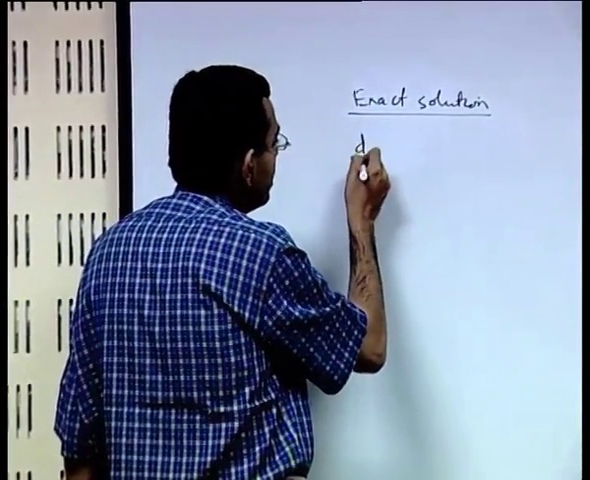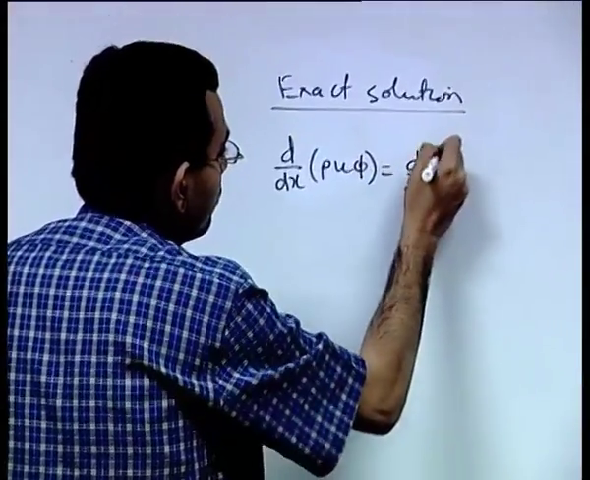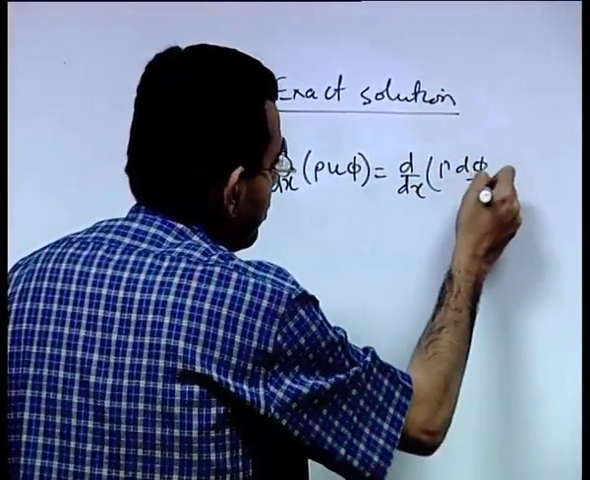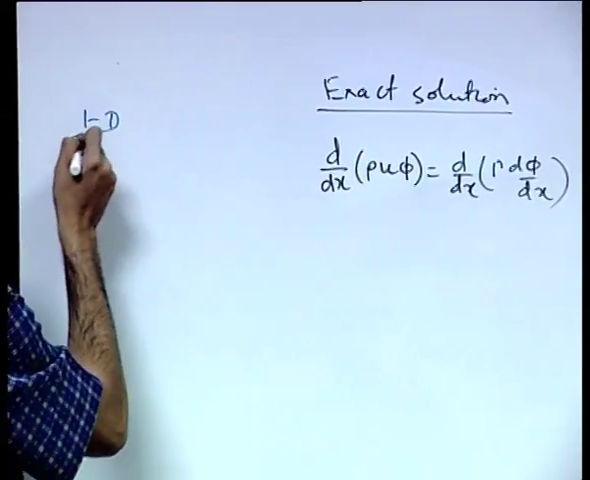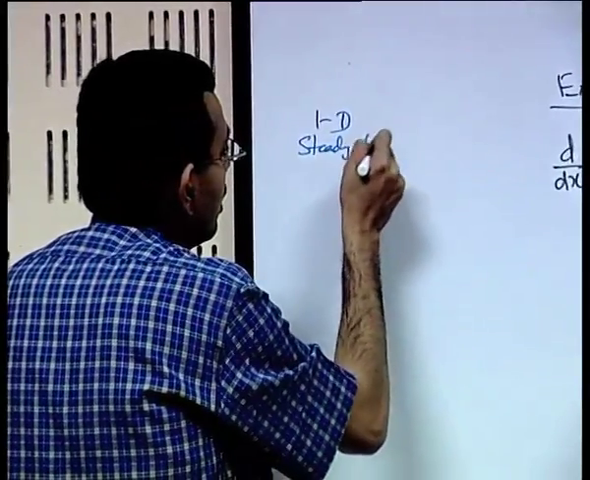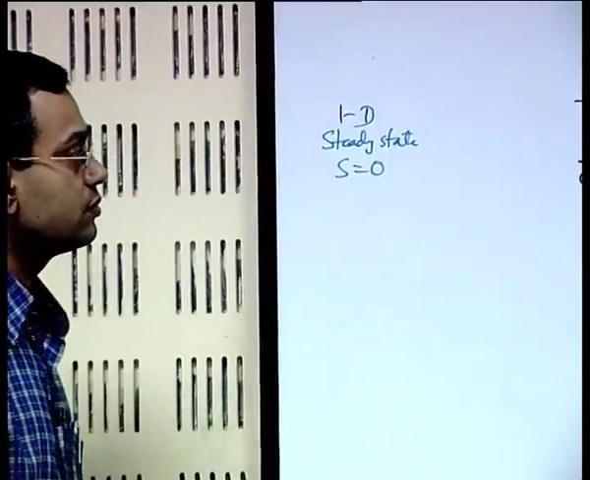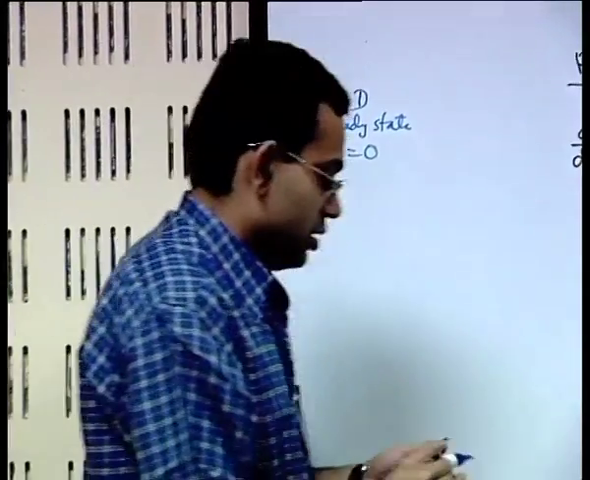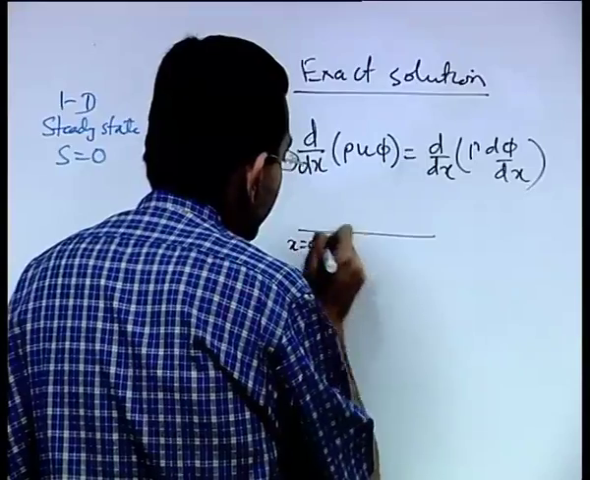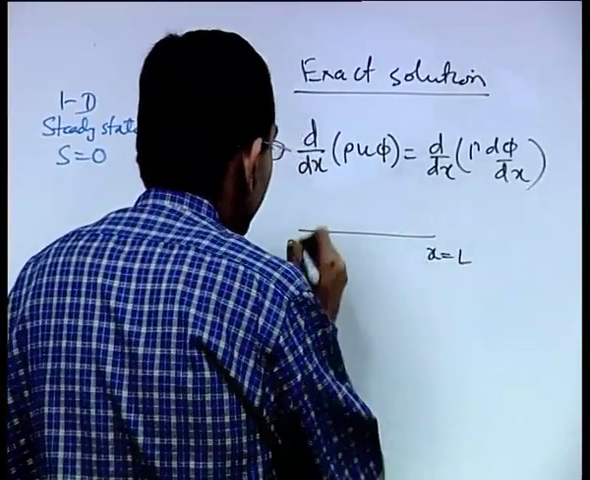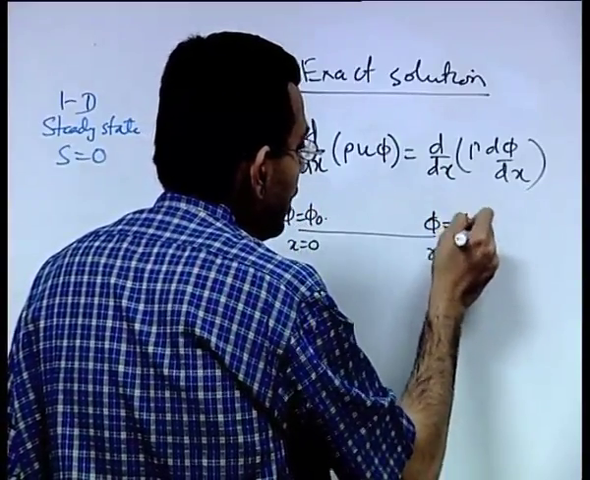So, the governing differential equation is d/dx of (rho u phi) is equal to d/dx of (gamma d phi/dx). What are the assumptions? One dimensional, steady state, and source equal to 0. Let us say that this equation needs to be solved between x equal to 0 to x equal to L. The boundary condition is phi equal to phi 0 at x equal to 0 and phi equal to phi L at x equal to L.